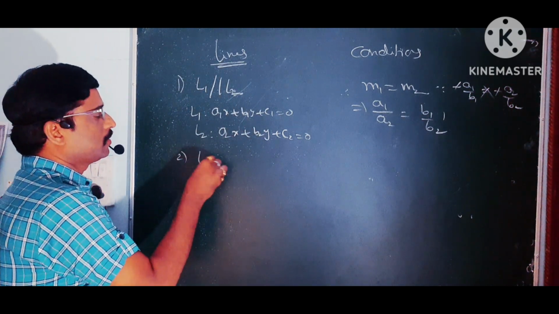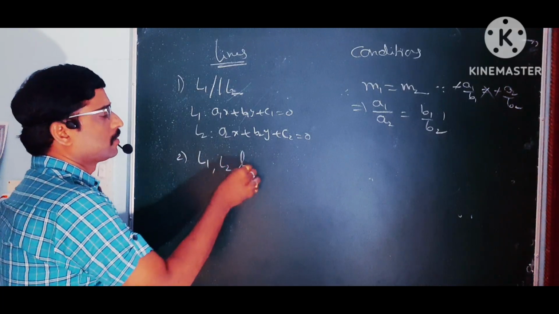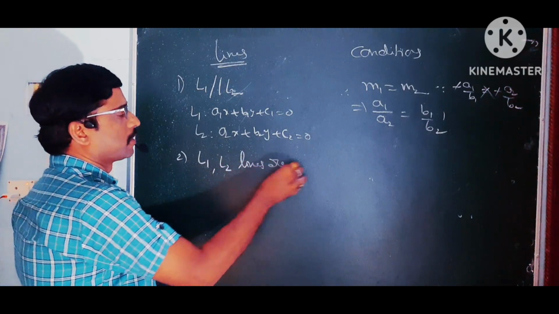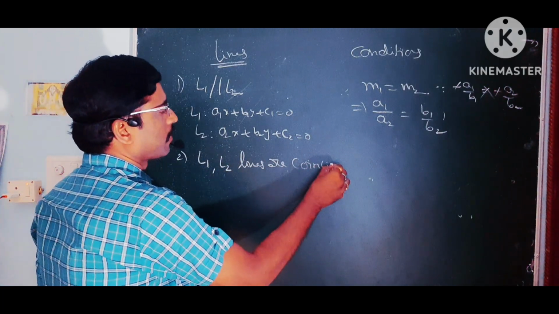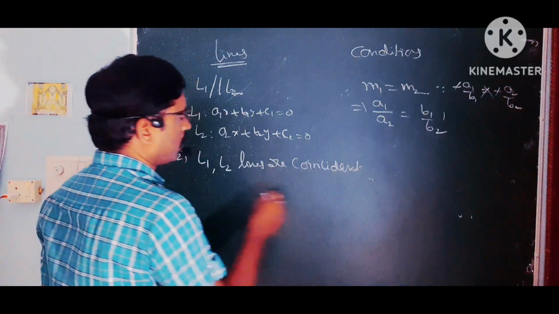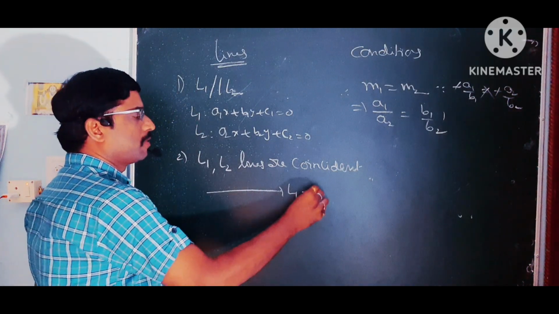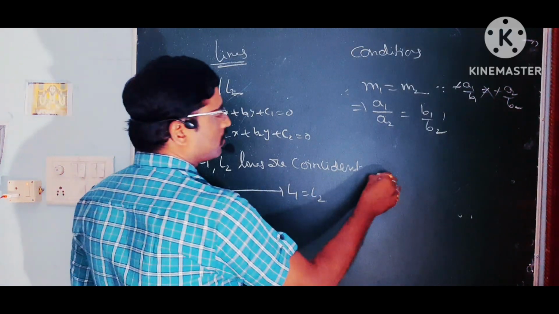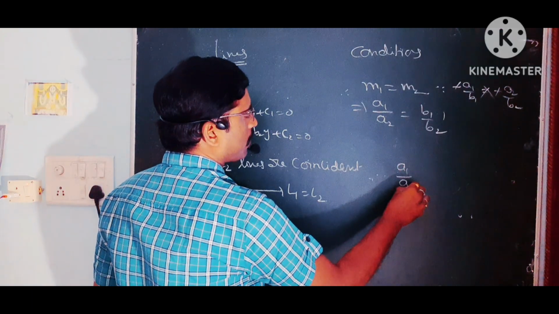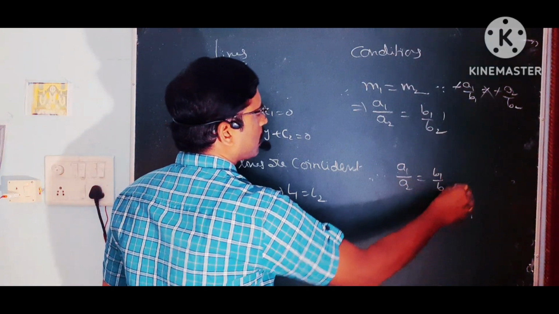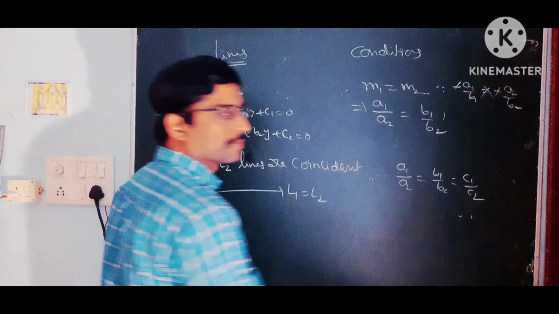Suppose L1, L2 lines are coincident. Coincidence, so same lines represented. Now this condition: A1 by A2 is equal to B1 by B2 is equal to C1 by C2.